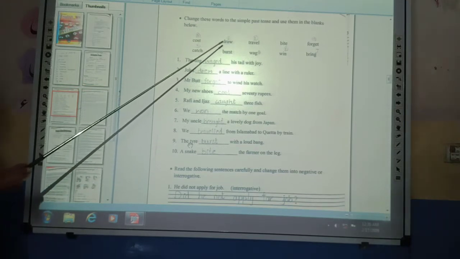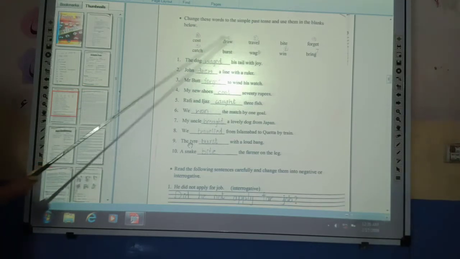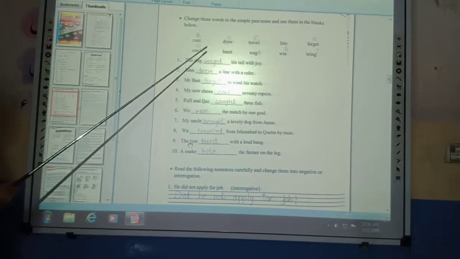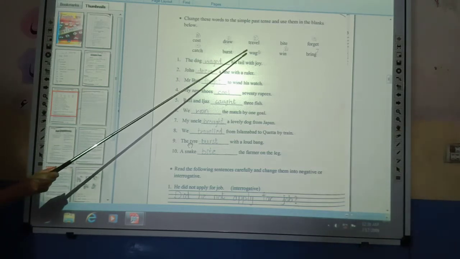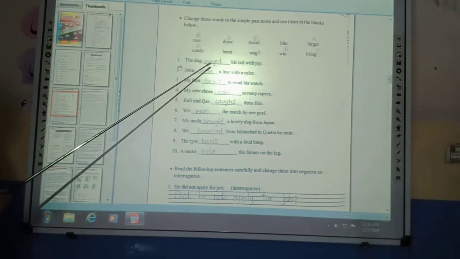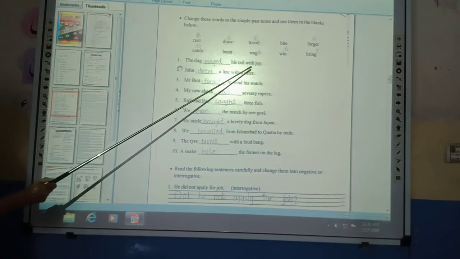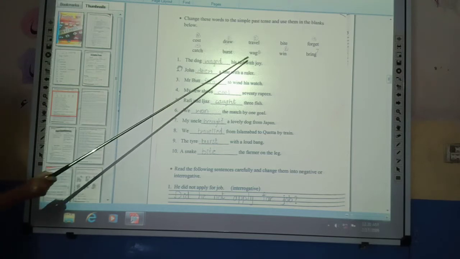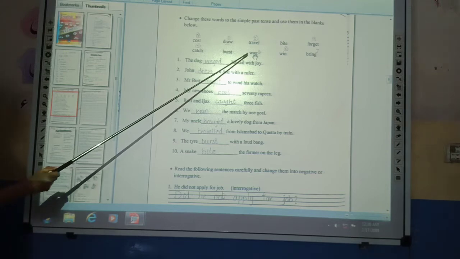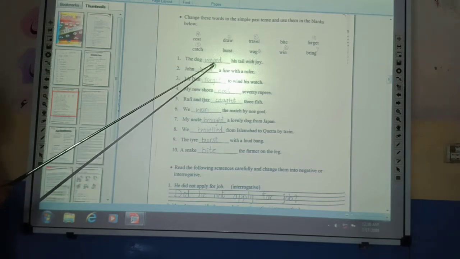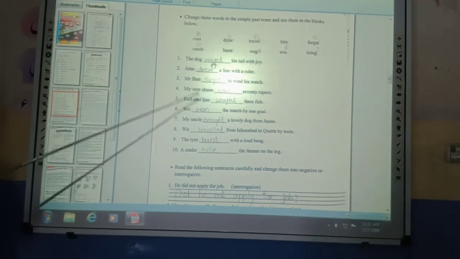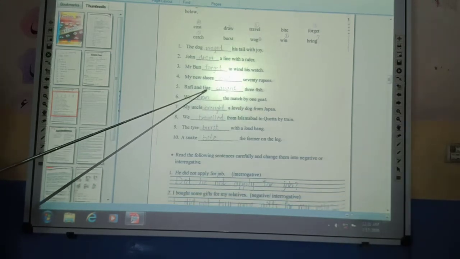Change these words to the simple past tense and use them in the blanks below. Here the words are given. We have to change them into the simple past tense in these sentences. The first sentence is: the dog dash his tail with joy. So here the word wag is used. The dog wagged. We will convert this into the simple past tense. Wag means hilana. Wagged, W-A-G-G-E-D.